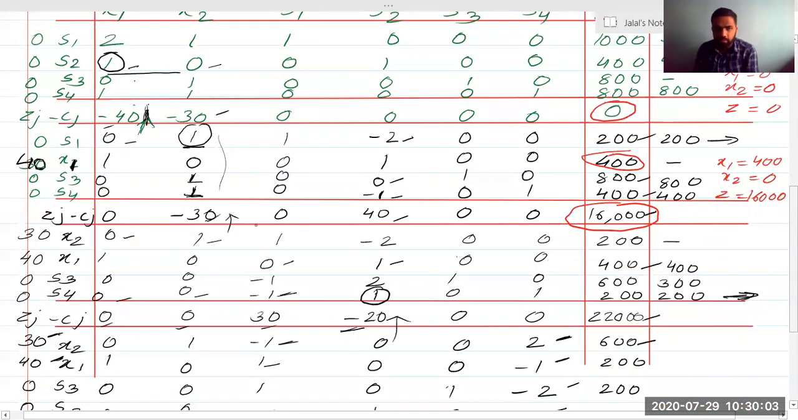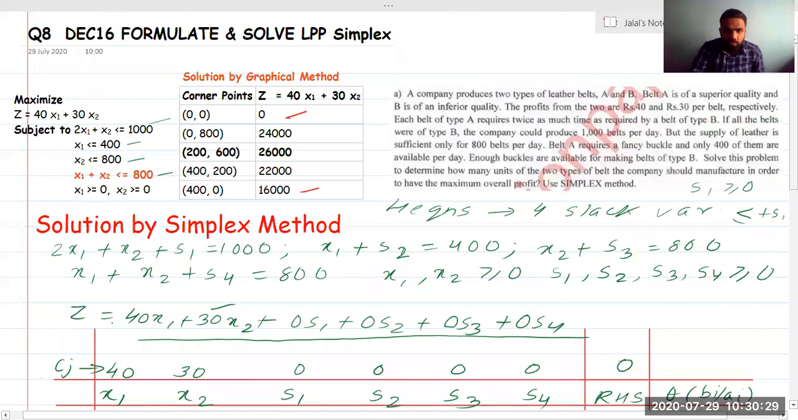Now, if you look at the third iteration, what is the third iteration like? Yeah, we are having x2. X2 is equal to 200. X1 is equal to 400. So we will write x1 is equal to 400, and x2 is equal to 200. And what we are getting from here, z is equal to 22,000. So we have got z is equal to 22,000, right? We can see this solution is also existing, 400 comma 200 comma 22,000, right?